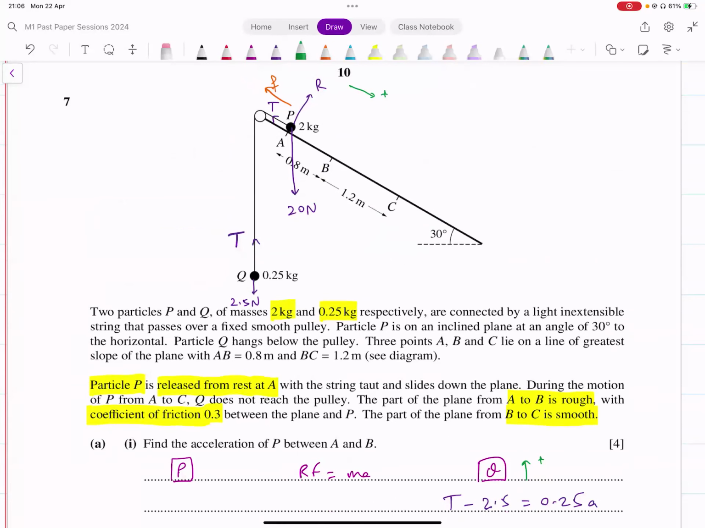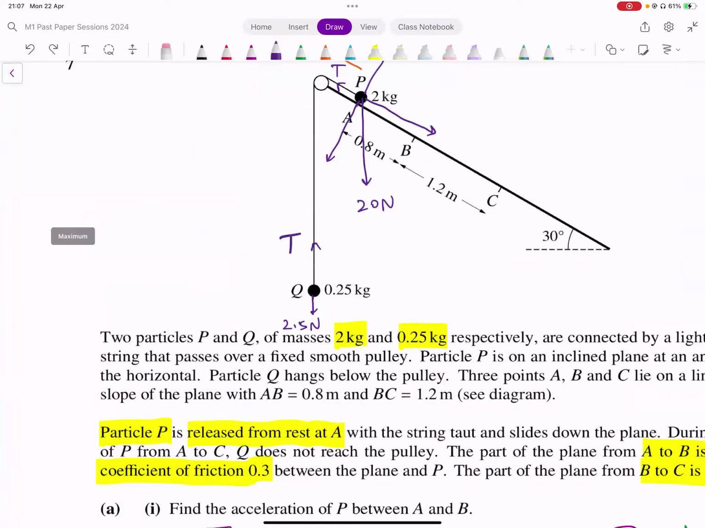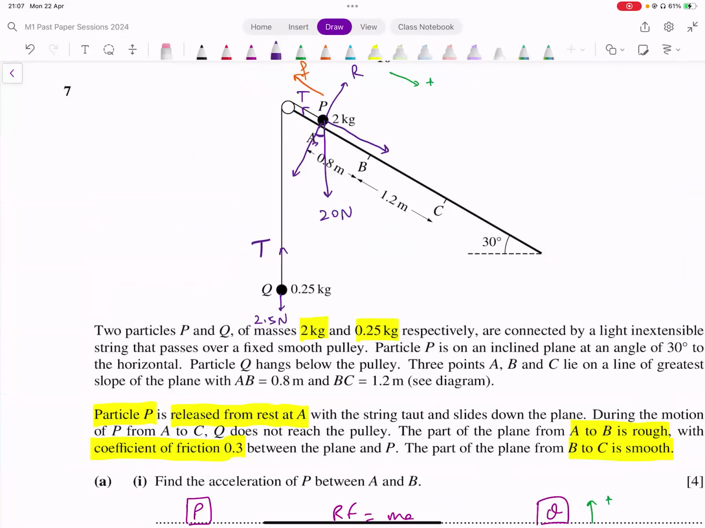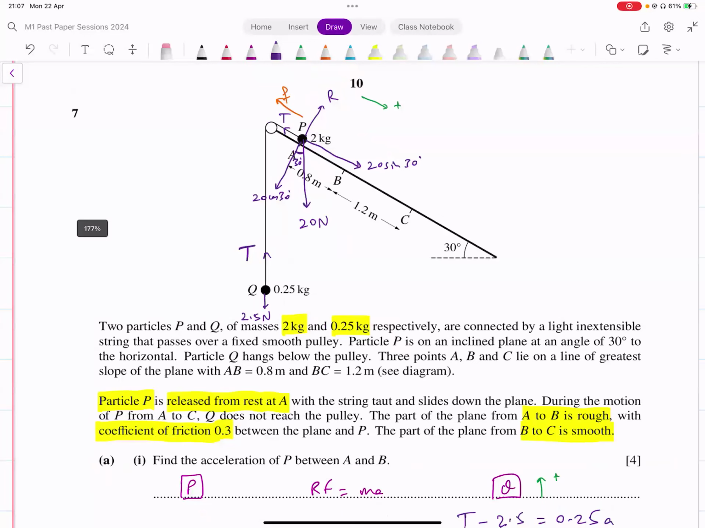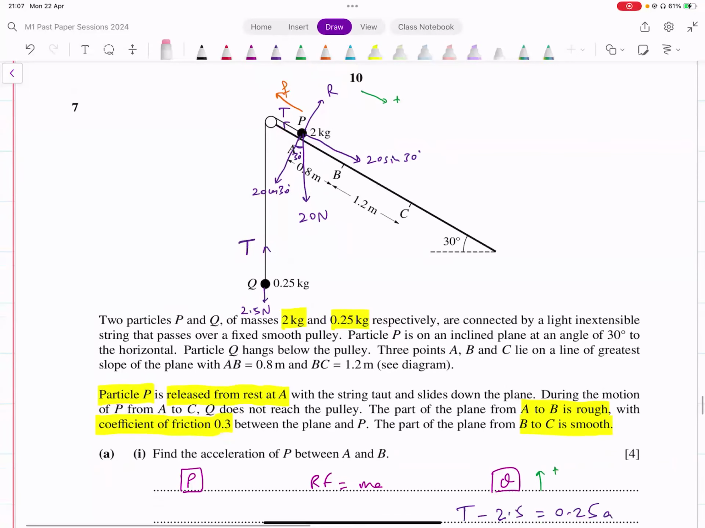Now we need to resolve weight for that. What are the components of weight? There's one component acting in this direction, and another component acting in this direction. How do you find these two components? If this angle is 30 degrees, we know that this angle here is also going to be 30 degrees. This component therefore becomes 20 cos 30. The component on the other side of the angle becomes 20 sine 30. And now we just apply Newton's second law of motion on this part as well.